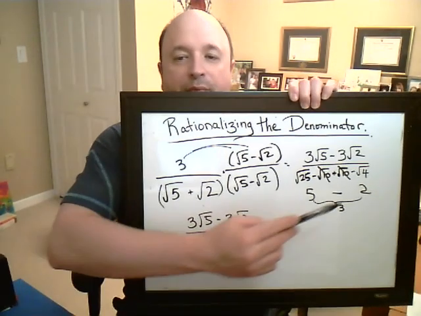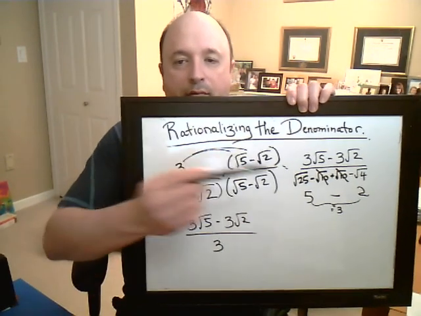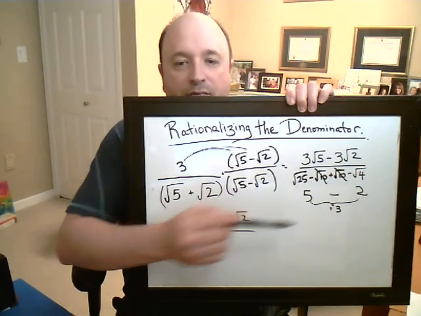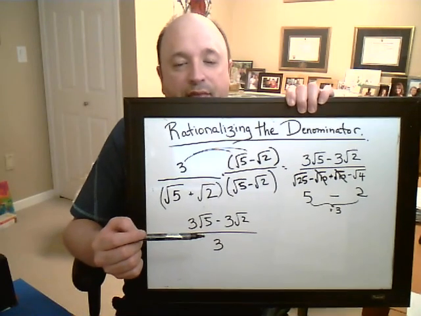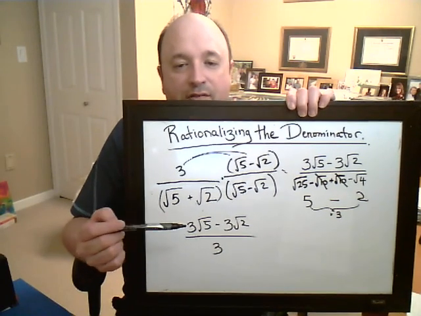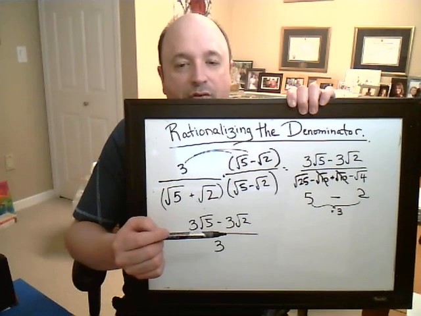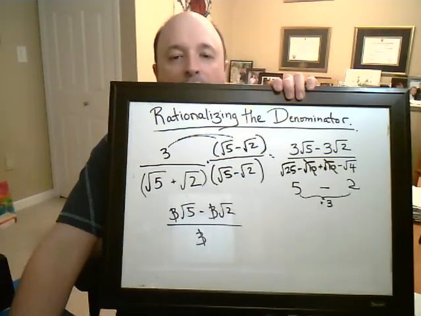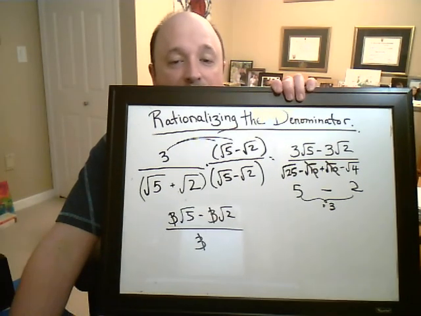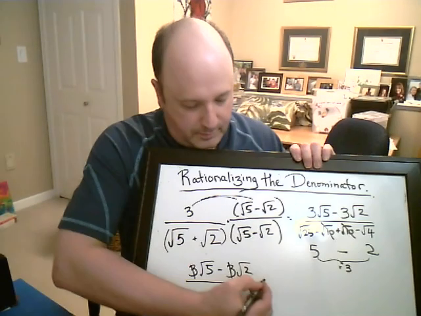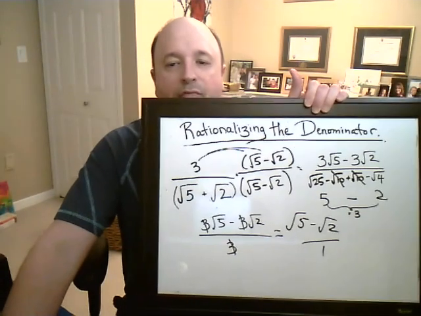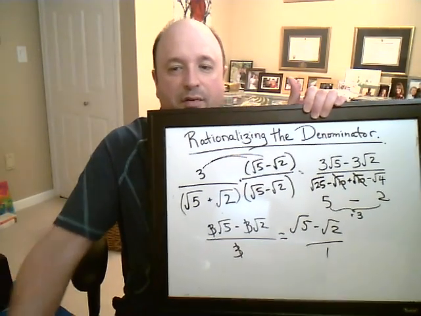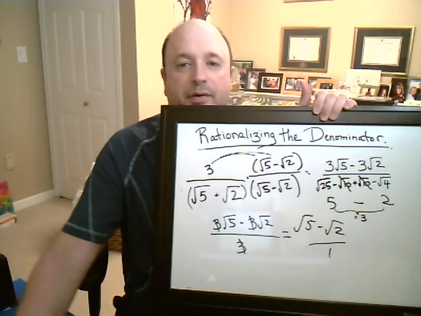Okay, so 5 minus 2 is 3, so I get the top part, 3 root 5 minus 3 root 2, that's here. And then 5 minus 2 is 3. A lot of people would think that this finishes like this, but if you notice that there's a 3 common to the top and the bottom, I can cancel out the 3s. So those cancel, and I'm just left with root 5 minus root 2 divided by 1. That's a rationalized denominator. The denominator is a rational number.